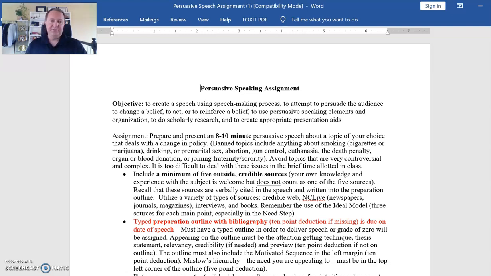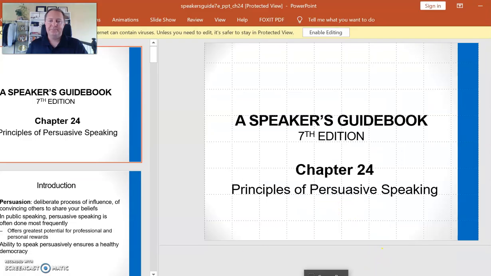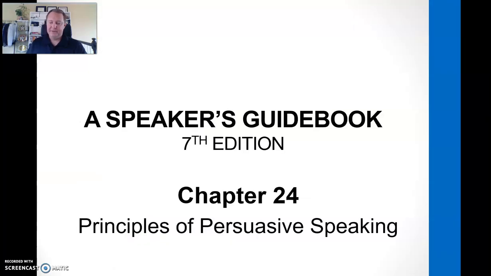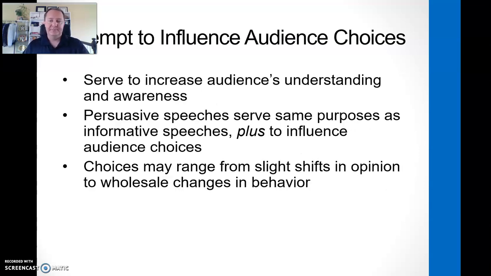All right, so what I wanted to do is look over chapter 24 with you. See if I can pull it up here. All right, so the principles of persuasive speaking. So persuasion. Persuasion is the deliberate process of influence, of convincing others to share your beliefs. In public speaking, persuasive speaking is often done most frequently, as it offers the greatest potential for professional and personal rewards, and it gives you the ability to speak persuasively, which ensures a healthy democracy.